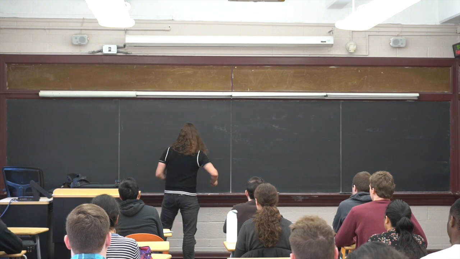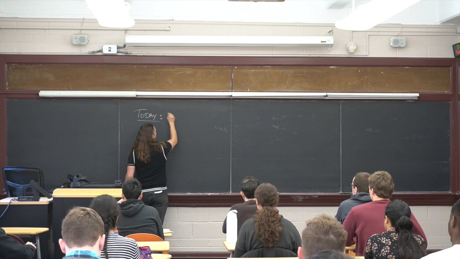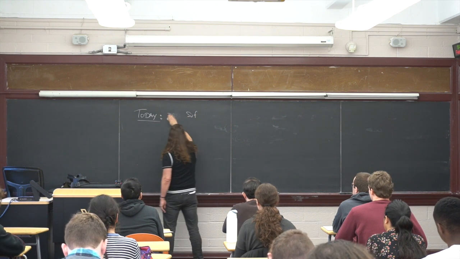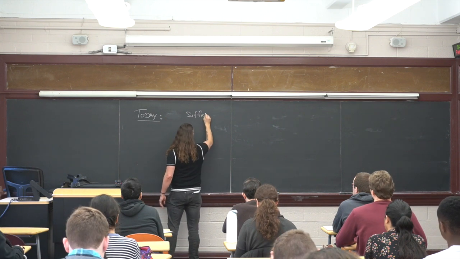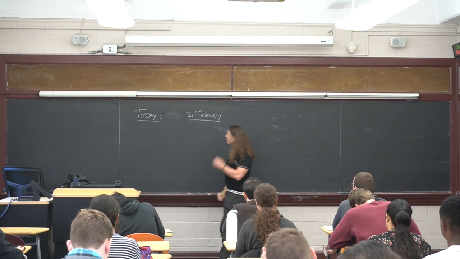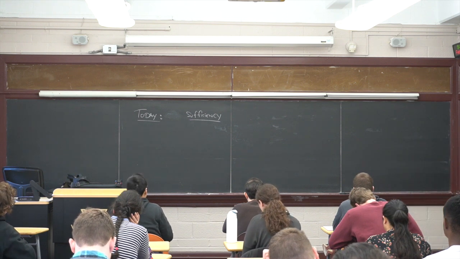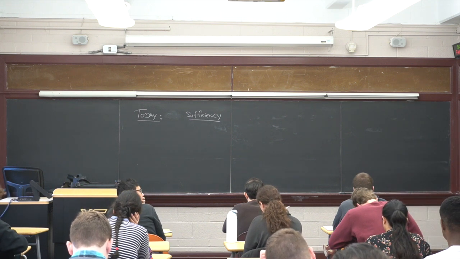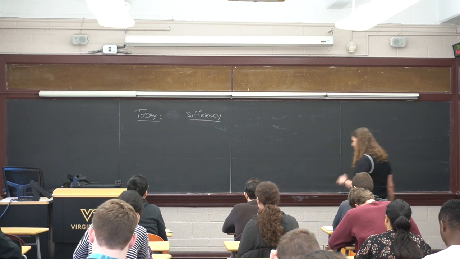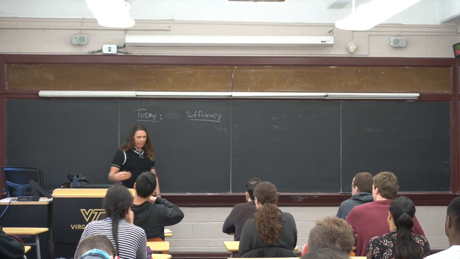Let's get into the sufficiency principle. I'll just write sufficient statistics. I'll just put sufficiency. So to encompass sufficient statistics and the sufficiency principle. The principle says that if T of X is a sufficient statistic, then all inferences based off of T of X have all the information about the parameter theta.